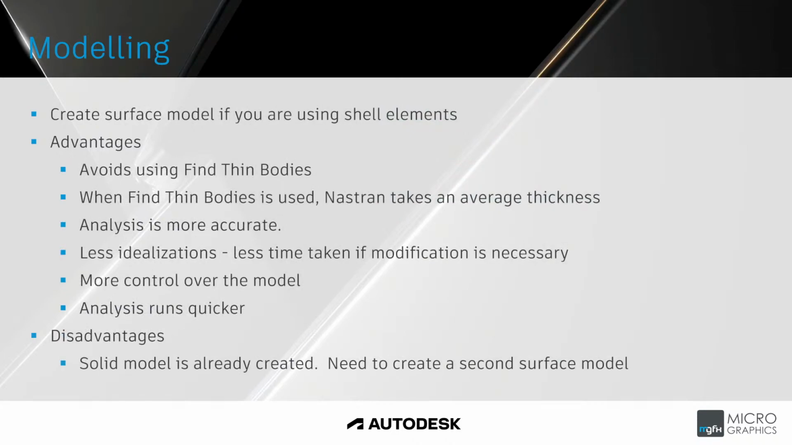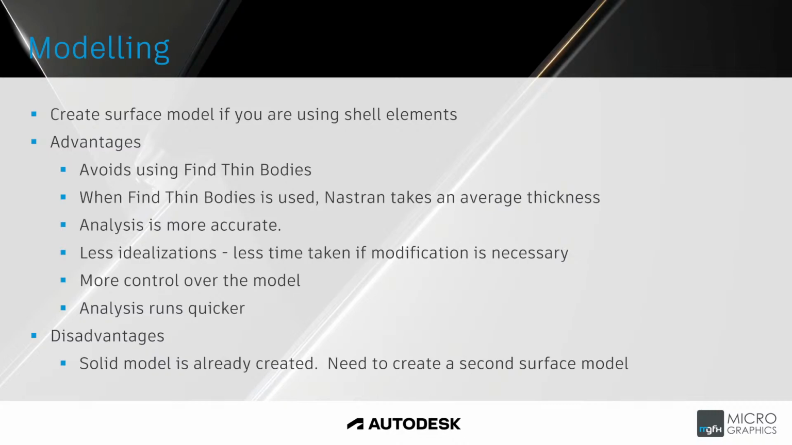Okay. So when modeling, if you're going to use surfaces or maybe thin bodies, because there is a thin bodies feature inside Nastran, rather don't. Rather create a surface model. So for example, if you've got an assembly and all your parts are made out of sheet metal, recreate that assembly as a surface model.